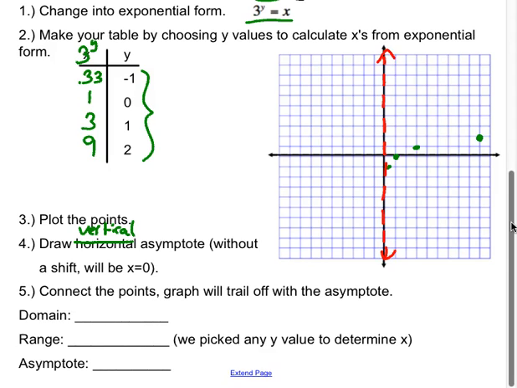All right, and just like with exponentials, when there's no shifting, it's going to be sitting at 0. When there's shifting, which we're going to get to, then we'll talk. So once I have that, I don't have any shifting or translating, so I'm going to connect my points. And remember, the point of the asymptote is I'm trailing off forever, getting infinitely closer to it, but never actually touching it. So that's the basis of the graphing.